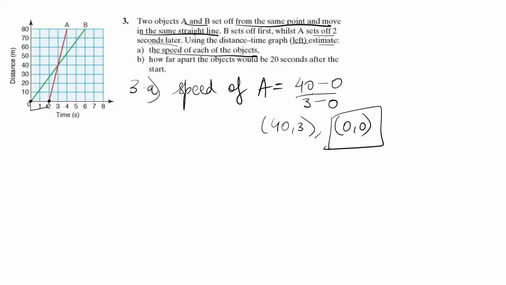So what would we do? So you take 40, 3 as one point. What's the other point that you want to take? You cannot take 0, 0. So what other point that lies in the graph of A can you take? You can take 80 over 2. So 80 and 2 or 80 and 4. No, yeah. And you would do the fraction 80 over 2.